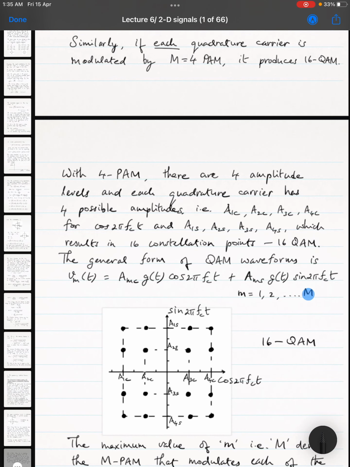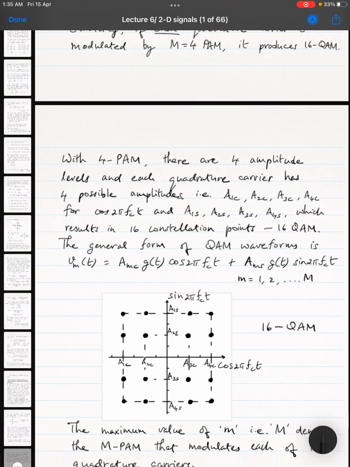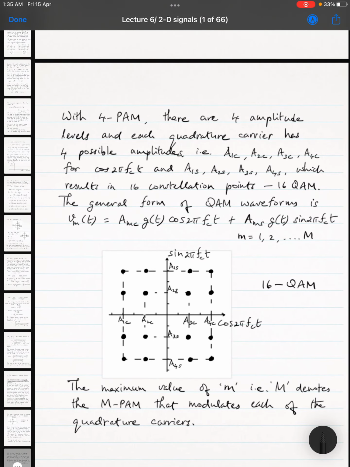So if we have 4 signals here, that will give rise to 16 combinations. If this M has only 2 possible values, that will give rise to 4 combinations, and so on. So the maximum value of M here, which is capital M, denotes the M-PAM. Okay, so this capital M here denotes the PAM signal, not the 16 that you see here.